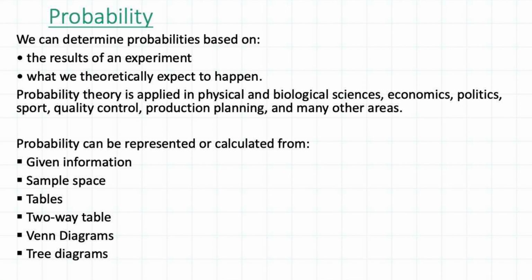Now, once you get results from different theoretical or experimental probability, you can represent them in different ways. So they're represented and calculated either from given information, so they tell you the different probabilities or the different ways events can happen. It can be represented in a sample space, so they list out all the possible ways things could happen. They could be given in tables, like normal frequency tables, for example. They might be given in two-way tables, Venn diagrams, tree diagrams. So these are all different representations of information, and based on these representations, you can calculate probability.